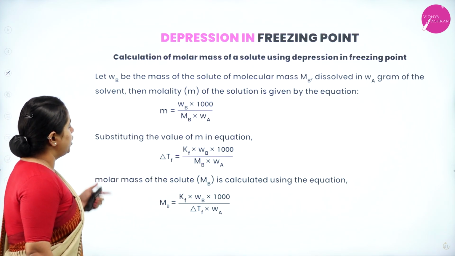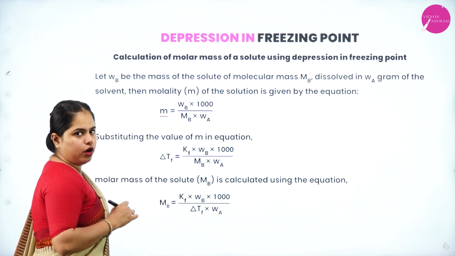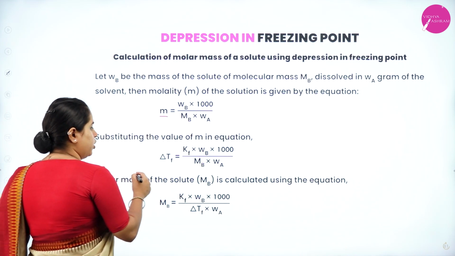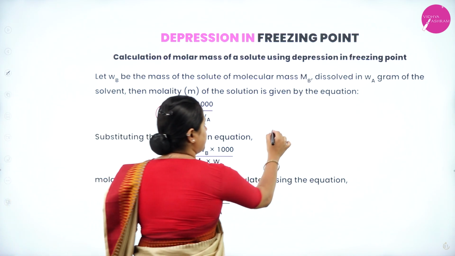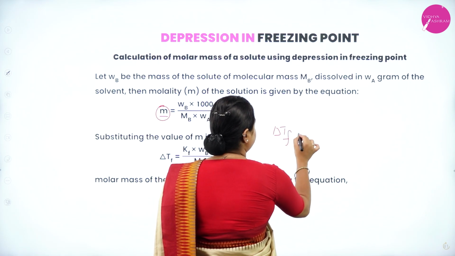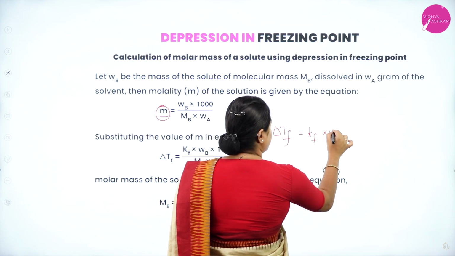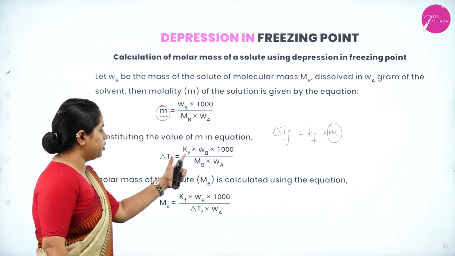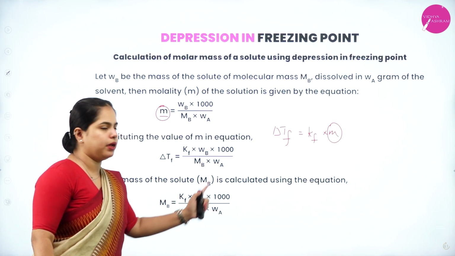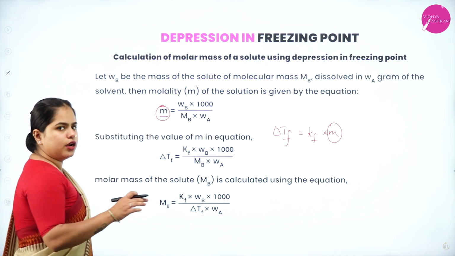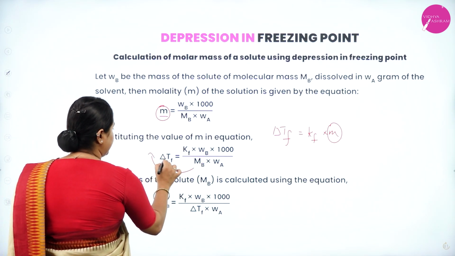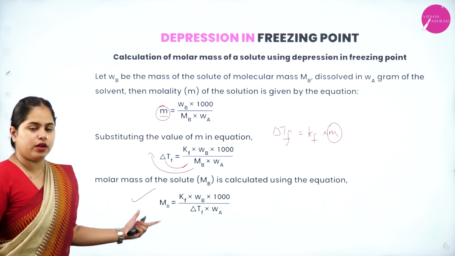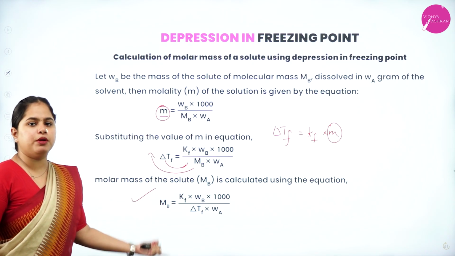So let's see. Here also, the equation for molality we already know, WB into 1000 divided by MB into WA. Now, we are going to substitute this m value in this particular equation, that is delta Tf is equal to Kf into m. So in place of m, we are going to substitute this equation. So you have delta Tf is equal to Kf into WB into 1000 divided by MB into WA. Now again, we are going to just rearrange this. MB will come here, delta Tf will come here. You will get this particular equation. This is the equation to calculate the molar mass of the solute using depression in freezing point.